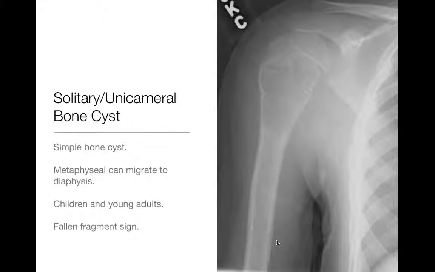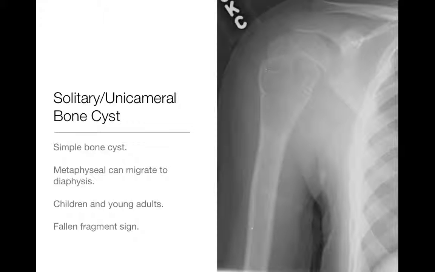All right, next up, the solitary or unicameral bone cyst. Different terms, same thing. This is really just a simple cyst filled with fluid. They tend to originate around the metaphysis and over time can migrate into the diaphysis, so you'll see them in the metaphysis and diaphysis. You're going to see these in children and young adults. Again, proximal humerus is a common location, favorite location.